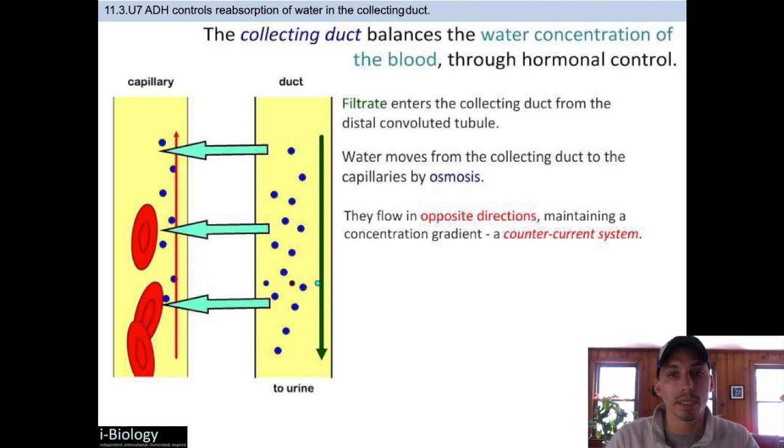That counter-current system prevents these two ducts from ever being equalized. Because they are moving in opposite directions, they will never become equalized, so there will always be a drive to pull water back into the blood and try to excrete as little water as possible.